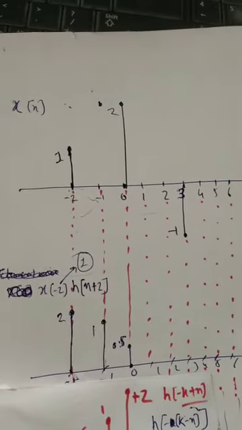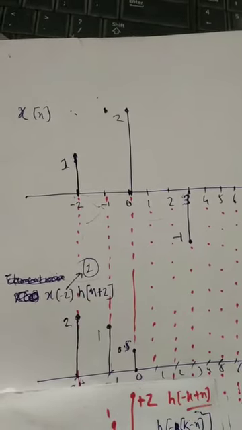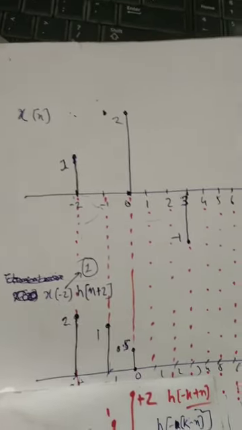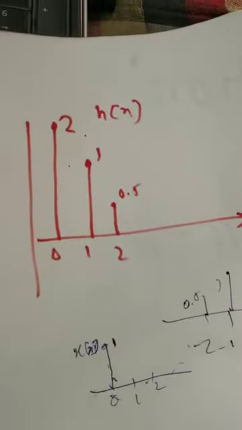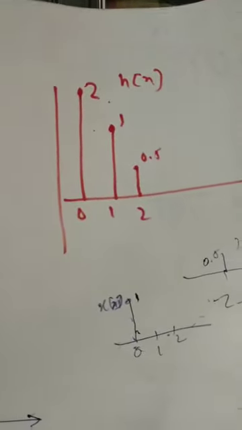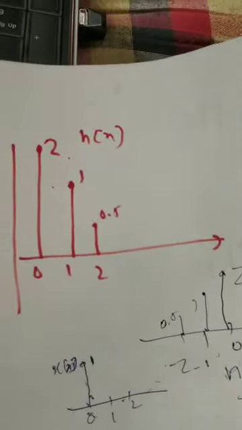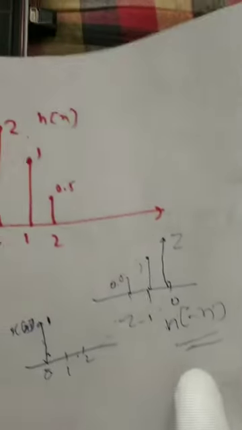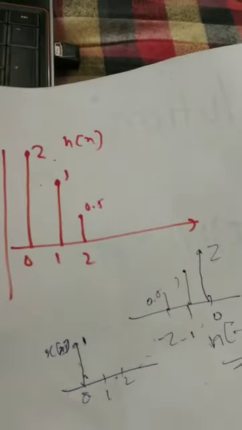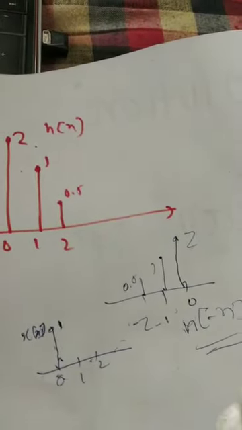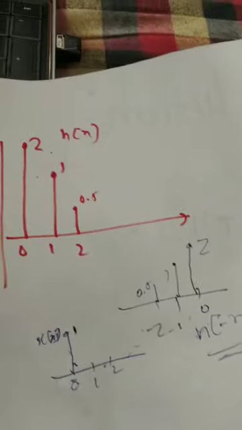One more method to look at the solution of this, which is very easy, is to just flip h of n and shift it. What is the flipped version of h of n? It's going to be like this, h of minus n, with 0, minus 1, minus 2. It's a mirror image of h of n, just flipped in this way.